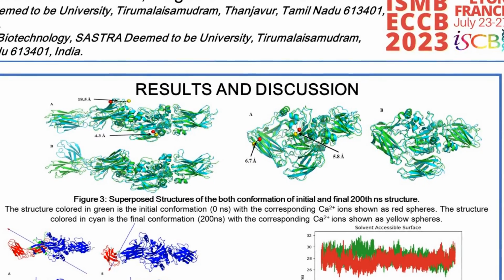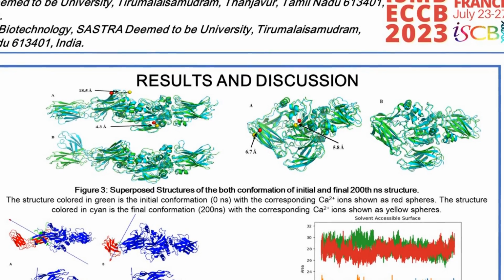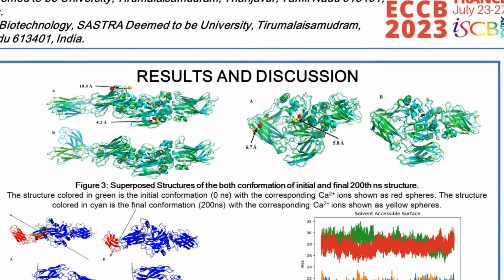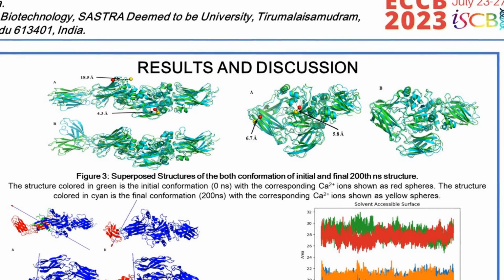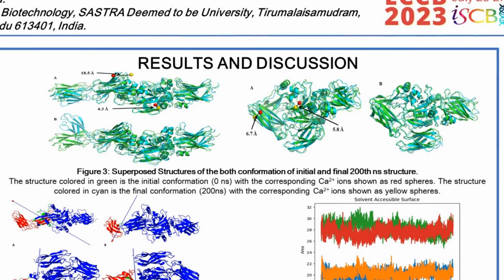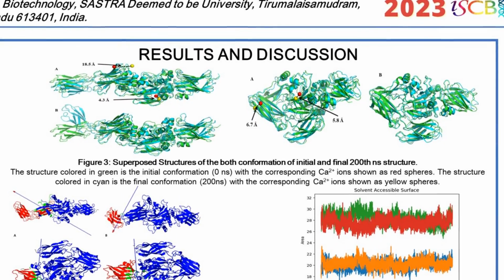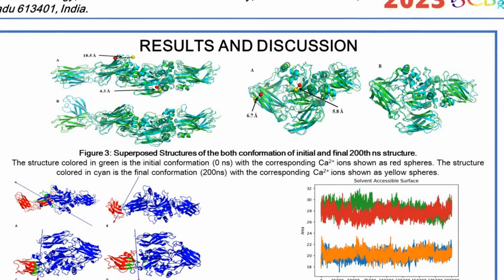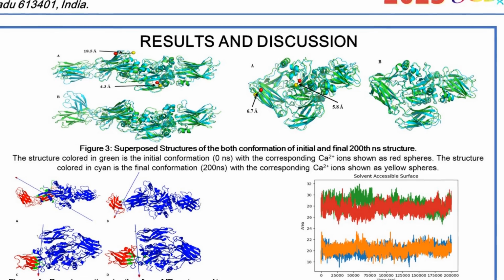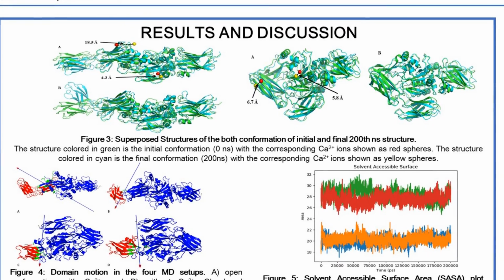For the open conformation with calcium ion and open conformation without calcium ion, the RMSD differences were 2.3 angstrom and 2.5 angstrom. For the closed conformation with calcium ion and closed conformation without calcium ion, the RMSD differences were 1.4 angstrom and 2.2 angstrom. There is no significant domain movement in closed conformation without calcium ion.